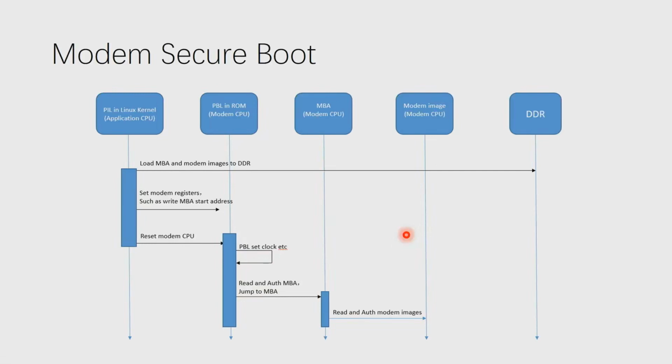Like the application processor, the modem processor also has its secure boot flow. The flow is like this. Firstly, the Linux kernel will load MBA and modem images from the file system to physical memory. Secondly, the Linux kernel will set the start physical address of MBA and reset the modem processor. Then the modem PBL in the ROM will verify the MBA image. If successful, it will jump to the MBA code. Finally, MBA will read and verify modem images. If successful, it will jump to the modem main code.